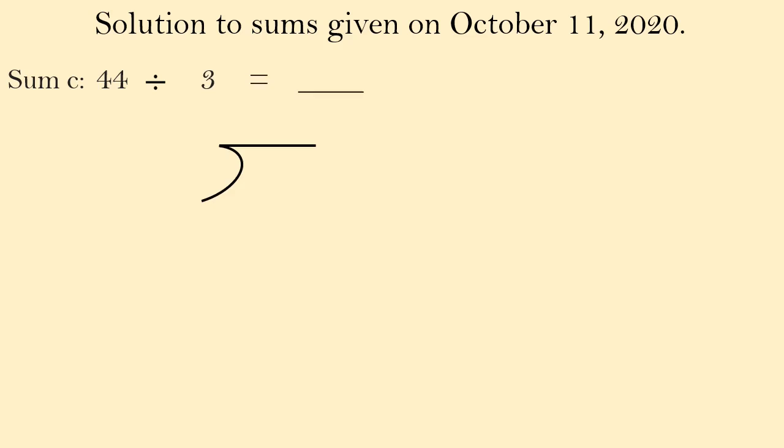The next sum. 44 divided by 3. 3 ones are 3. Subtract 4 take away 3, you're left with 1. Now boys, be careful. It doesn't mean you're going to write 3 again, because now we have 14. Okay. So 3 into what will give you 14? 3 into which number will give you 14?